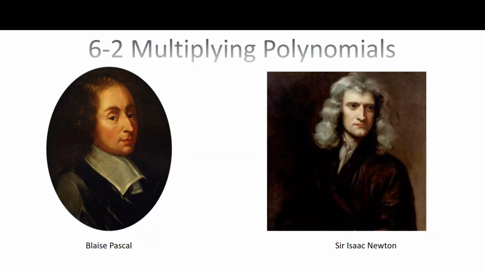Here you see Blaise Pascal and Sir Isaac Newton. These were both famous mathematicians and philosophers. And in today's lesson, you'll see a triangle that's named after Blaise. He worked on what is called the Pascal triangle. It's very useful in mathematics.